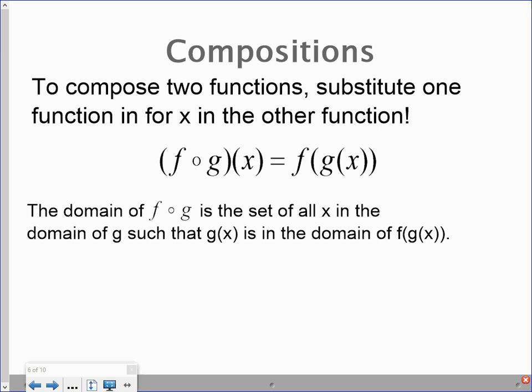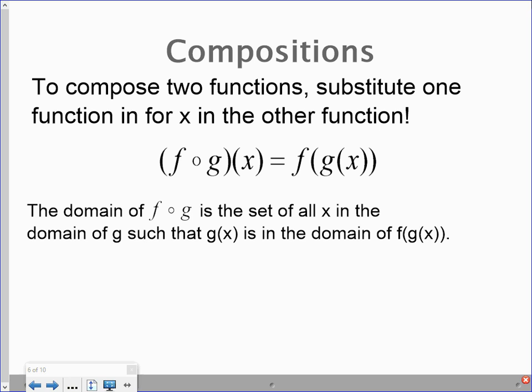There is a new notation that the pre-calculus textbook will use. It's this open circle, but you still read it the same way, f of g of x. You can use your old notation from Algebra 2, which is a set of parentheses, if you prefer that. Either one is fine. Just be aware of, you're going to see that open circle in the textbook. You need to be able to use that as a composition. Substitute one function in for x in another.